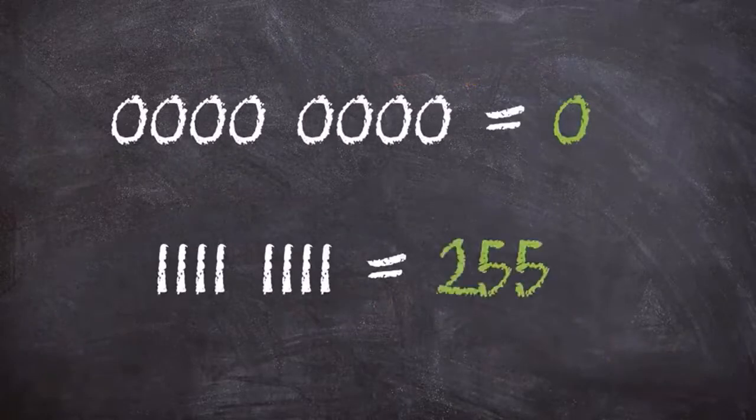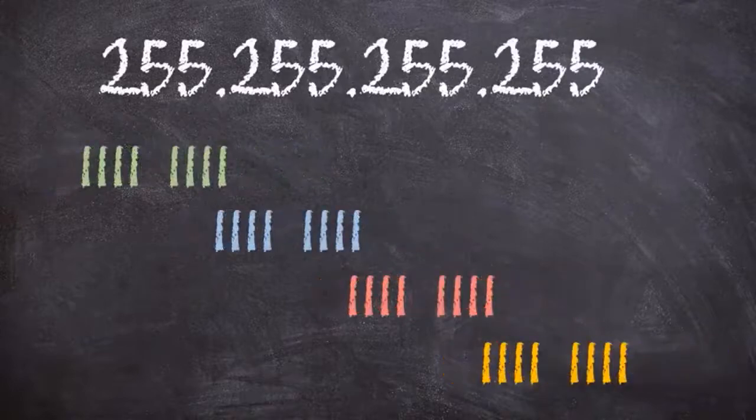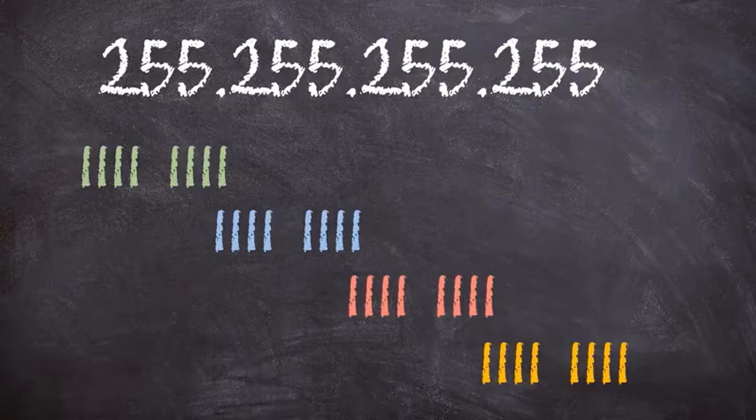8 bits means that these numbers can range from 0 to 255. That means that an IP address starts at 0.0.0.0 and ends at 255.255.255.255. We call a range of addresses the IP space. Straight away, you can see that knowing how binary works is important for IP addressing. If you don't know binary, or if you need a refresher, I have a video to help. I'll add it to the description.